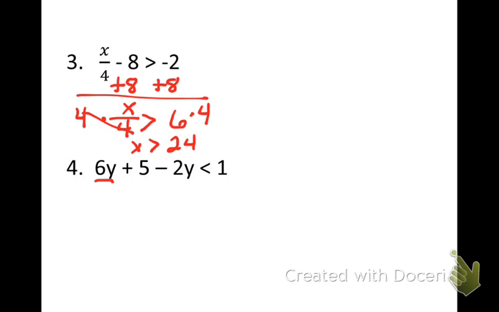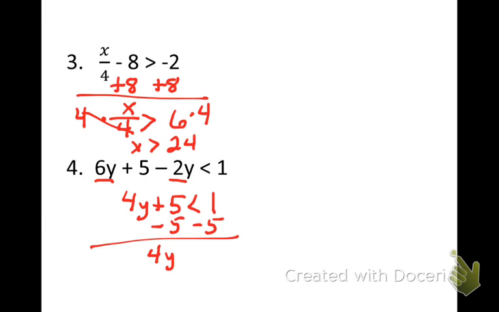Now here you should notice that we have y's on this side, so they're just on one side, so all we do is do the math problem. 6y minus 2y would be 4y plus 5 is less than 1. What's the opposite of add 5? Subtract 5, so we do that from each side.